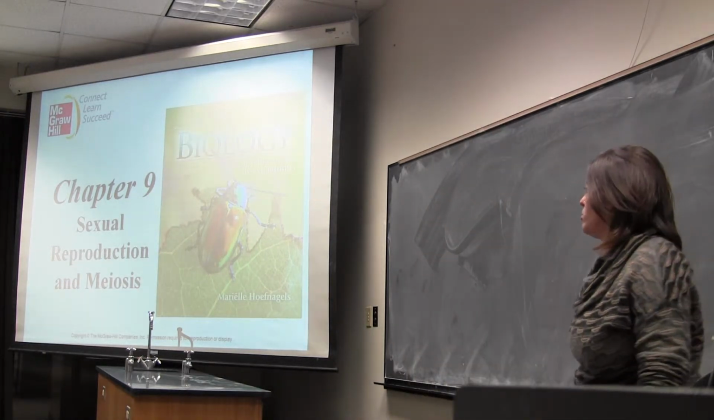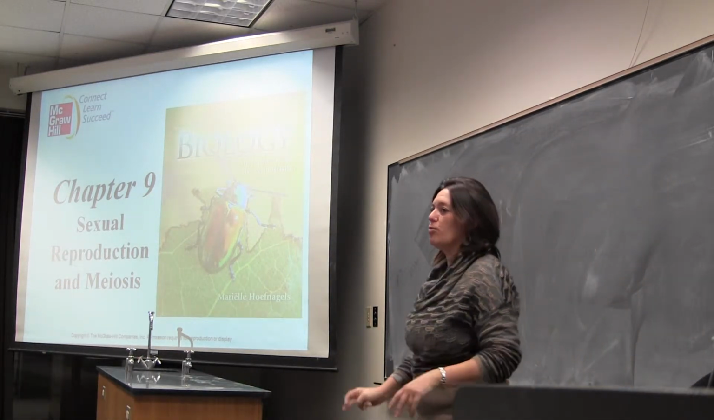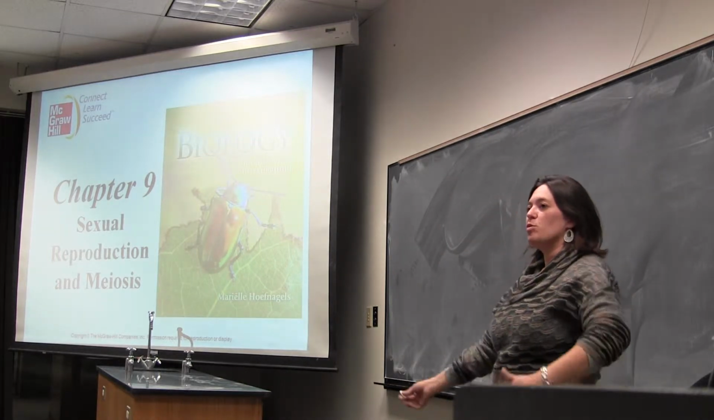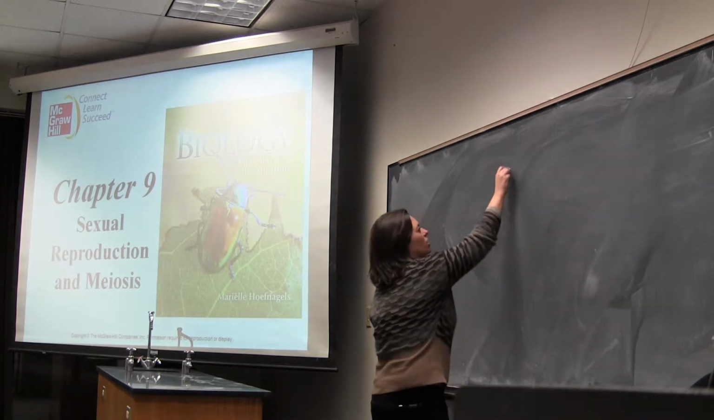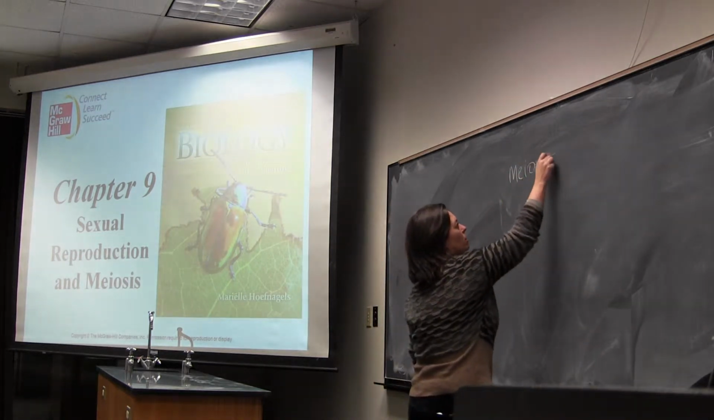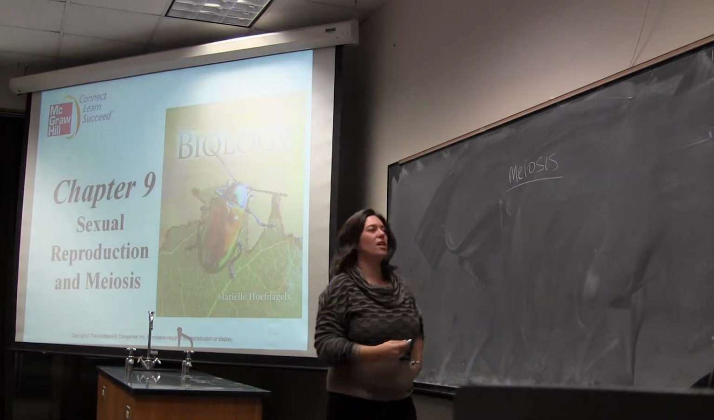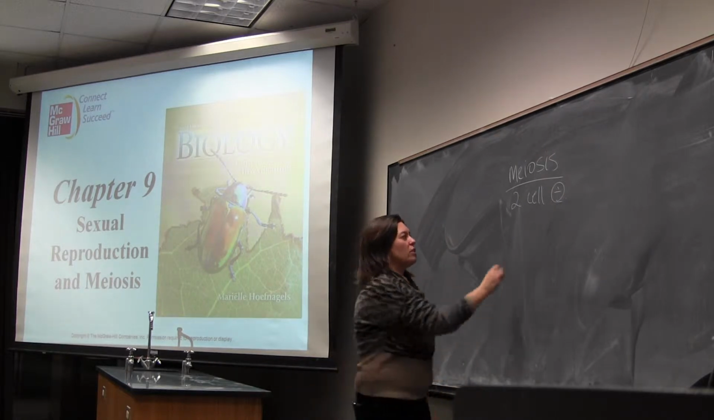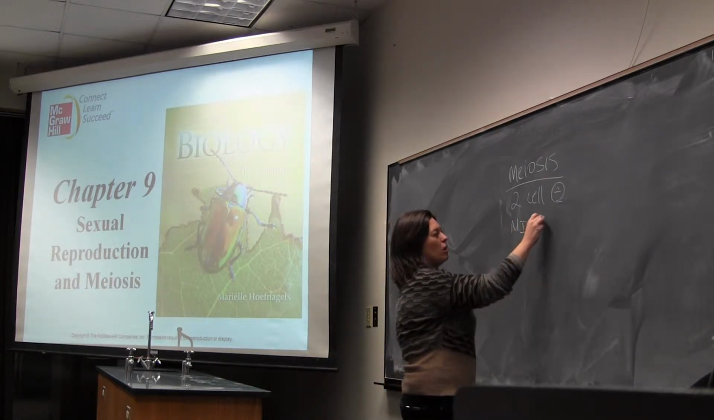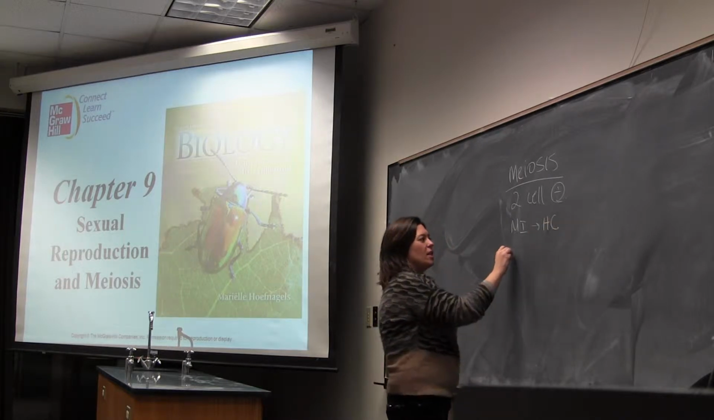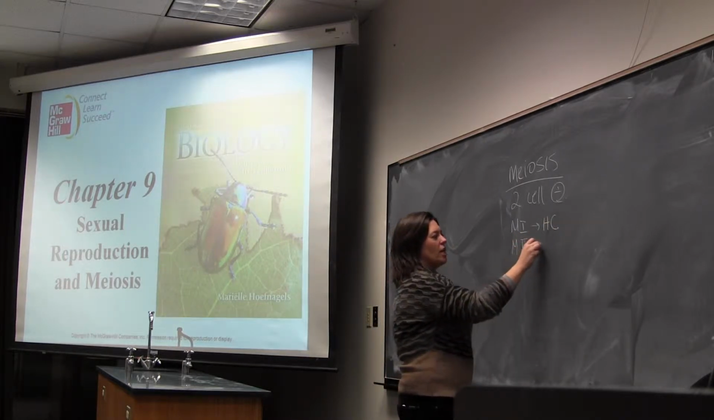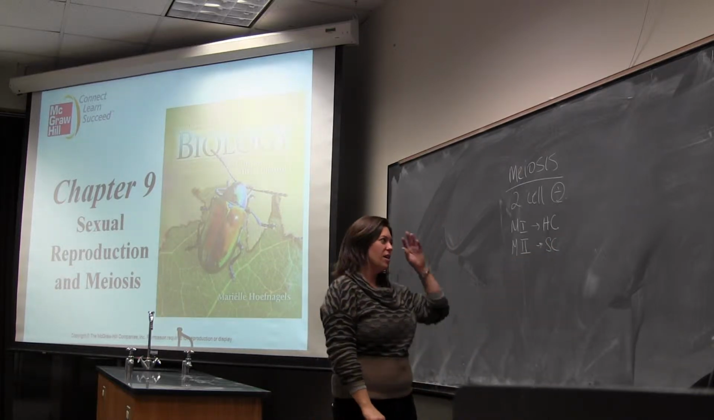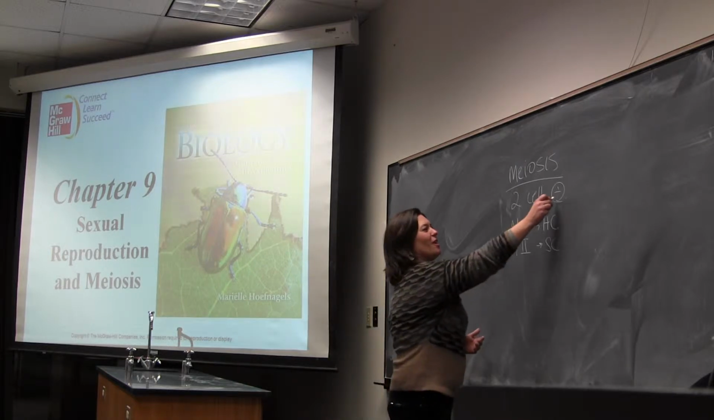All right, so today we're talking about chapter 9, which is sexual reproduction and meiosis. Remember, we've already talked about mitosis, and there are some differences between mitosis and meiosis. So let's just roll these out one more time. Remember, meiosis is going to have two cell divisions. You're going to have meiosis 1, which is going to separate the homologous chromosomes from one another. And then in meiosis 2, you're going to end up separating sister chromatids from one another. I know this doesn't make sense now, but it will at the end of lecture today.